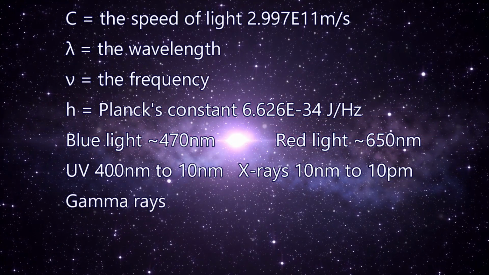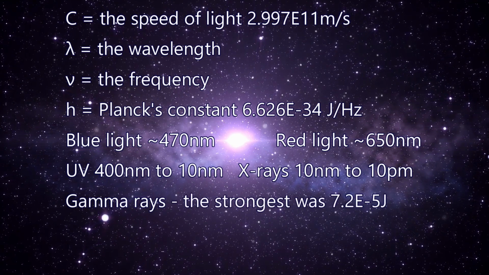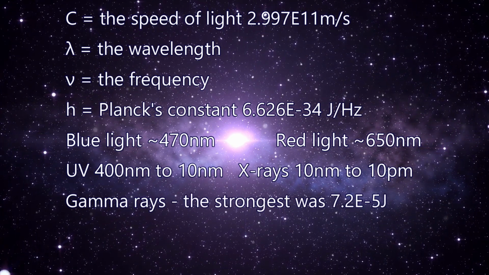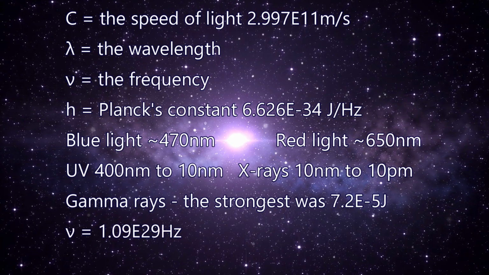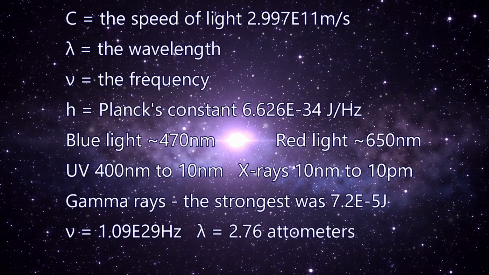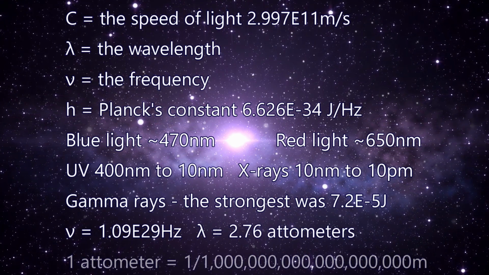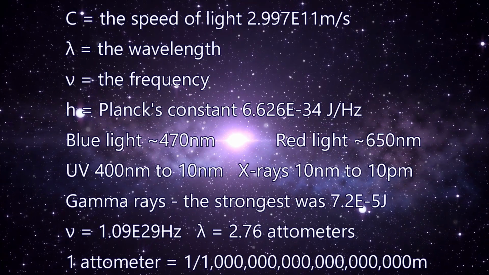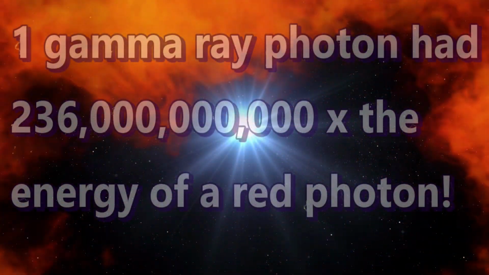The most powerful gamma ray ever detected had an energy of 7.2 times 10 to the minus 5th joules. That gives it a frequency of 1.09 times 10 to the 29th hertz and a wavelength of only 2.76 attometers. An attometer is 1 meter times 10 to the minus 18. This gamma photon was 236 billion times the energy of our red light photon.